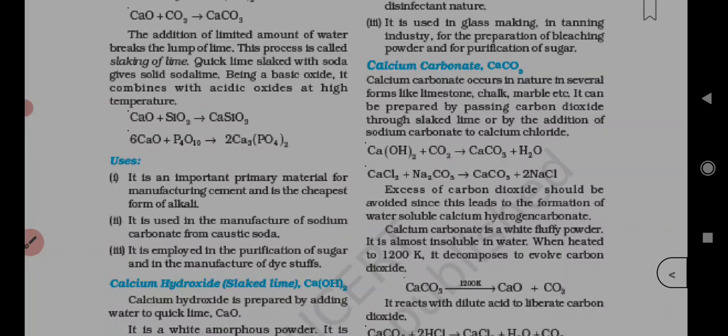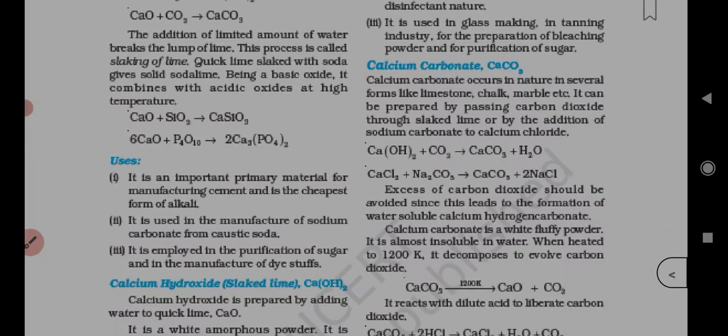If you see bleaching powder, you know baking soda. Baking soda is bicarbonate, sodium bicarbonate. Sodium carbonate with 10 water molecules will form washing soda. Washing soda is decahydrate, sodium carbonate decahydrate. And caustic soda is sodium hydroxide. Sodium chloride, NaCl, of course. And sodium hydrogen carbonate is nothing but baking soda. Sodium bicarbonate is baking soda.